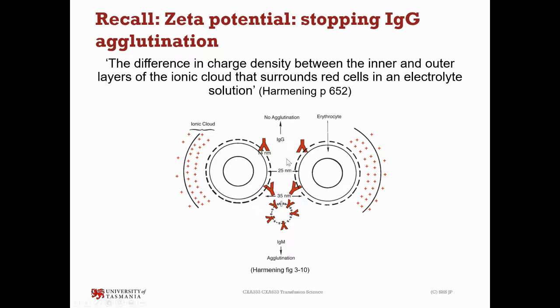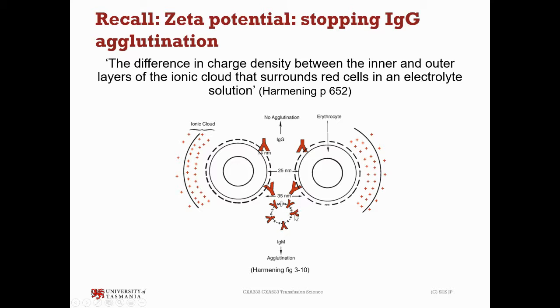IgG antibodies are too small, as you can see here. They're only 14 nanometers across from their two arms, their FAB arms, and they're too small to bridge that gap, whereas IgM antibodies, because they are a pentamer, are able to bridge that gap.